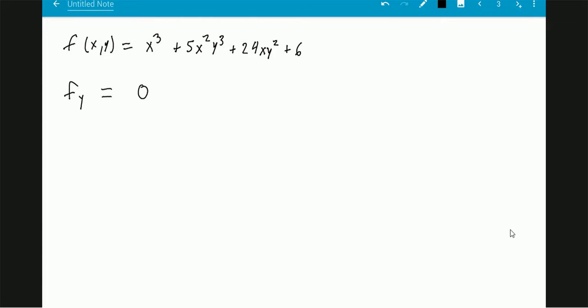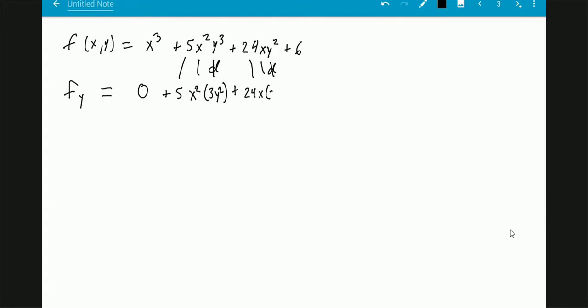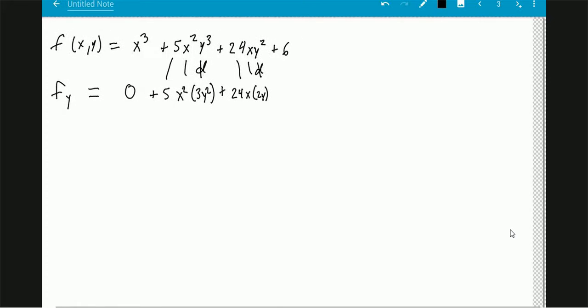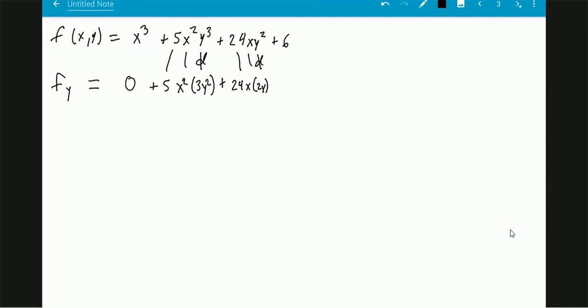Second term, okay, let's draw lines down. Y is supposed to be my variable now, so I'm only going to do the derivative of the y part. 5 and x squared can come down. Derivative of y cubed is 3y squared. Next term, you got a 24, you got an x, you got a y squared. I'm only doing derivative of y's right now. So 24 comes down, x comes down. Derivative of y squared is 2y. And then our last term is just a number, so derivative is 0.